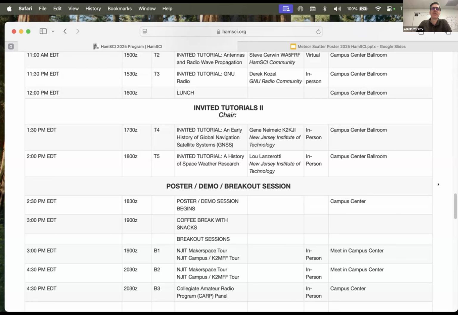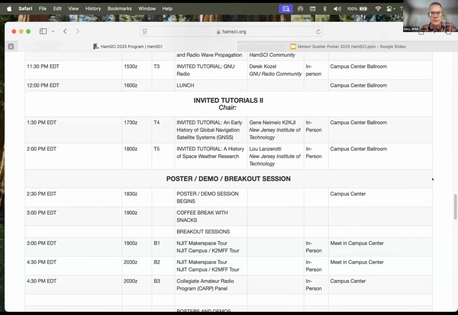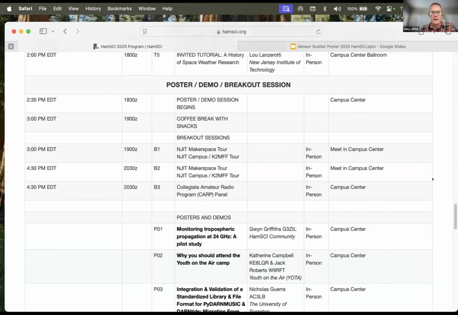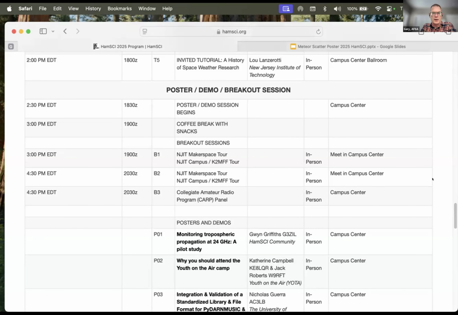They're all good. I think this is the first year we've had 5 invited tutorials, so you have gone above and beyond trying to find folks and get them placed. And then folks at NJIT have some interesting things once all the talks are done: some tours of their makerspace and their campus. I've never been to New Jersey, so I'm interested to do a little bit of walking around and get on my feet after sitting and listening for a couple of days.